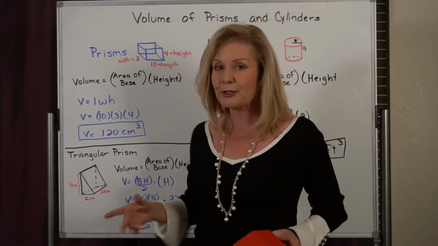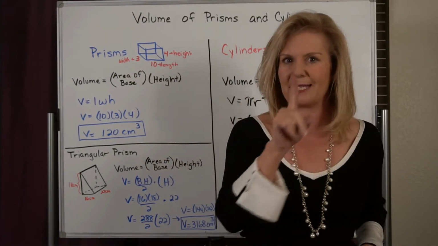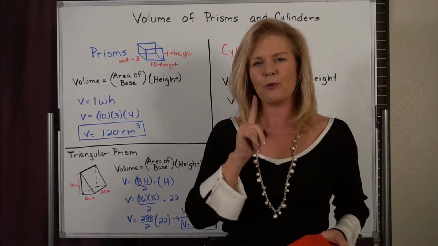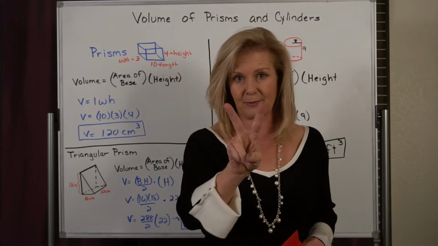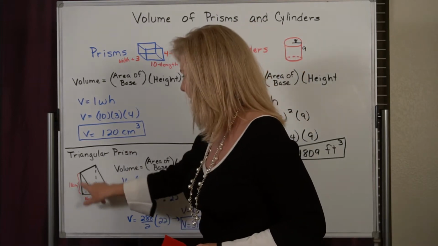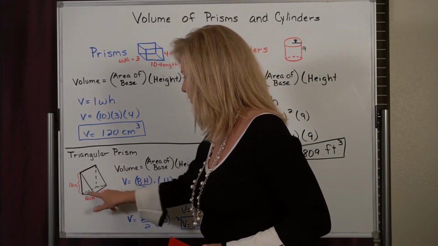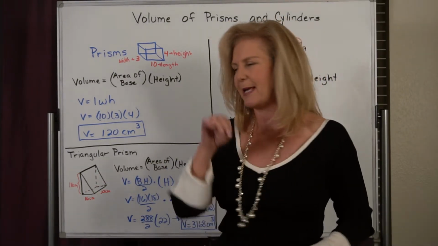Now a triangular prism, again, we're only going to be looking at the area of the base, but the base is different. So the base here is a triangle. Now how do I know that's the base? Because remember, you only have 2 bases in a prism. So when I look here, I can see a triangle, I can see a triangle, but I see a rectangle and a rectangle. It has to be the triangles as my bases.